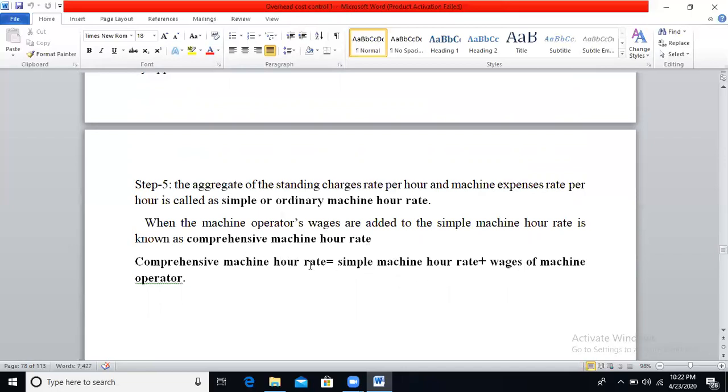So these are the steps. First step should be consider each machine or group of machines separately. Divide the expenses into standing charges and variable expenses. Calculate standing charges per hour. Then calculate variable expenses for each expense. Then calculate the aggregate of standing charges and variable expenses. You will get machine hour rate.